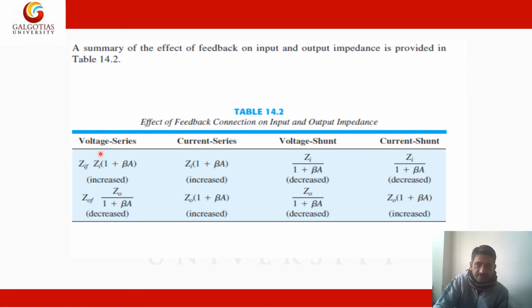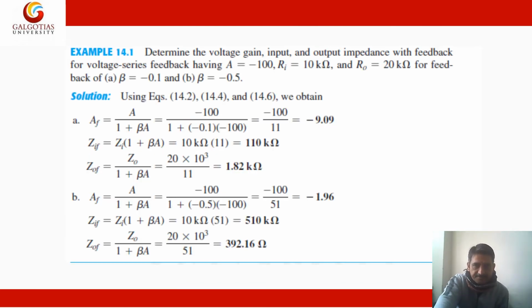The output impedance should ideally be reduced. Here you can see for voltage series, it has been reduced by 1 plus A beta times. For current series, it has increased, which is not desirable. Again, for voltage shunt, it is decreased, and for current shunt, the output impedance is increased by 1 plus A beta times. So these are all four configurations of feedback network, and you can see the change in input and output impedances with respect to the feedback elements.